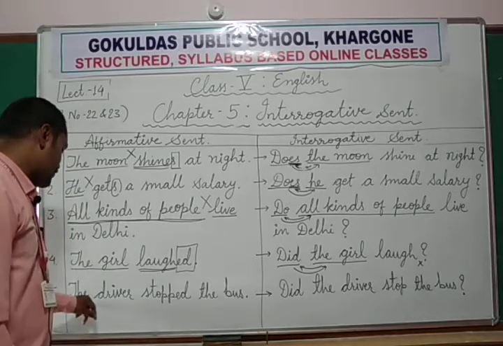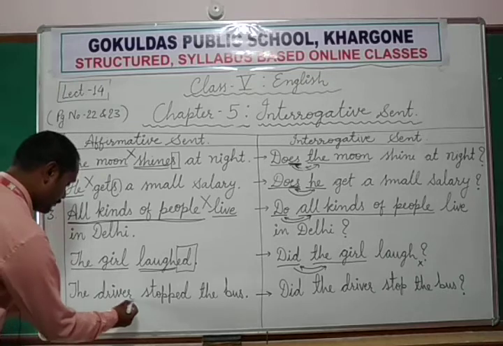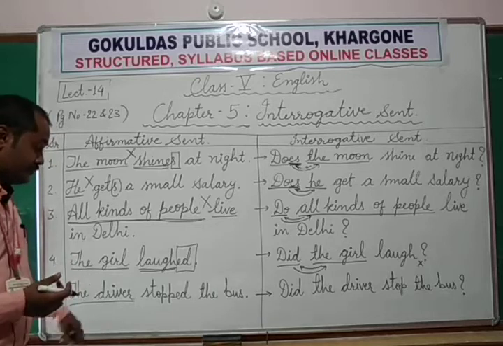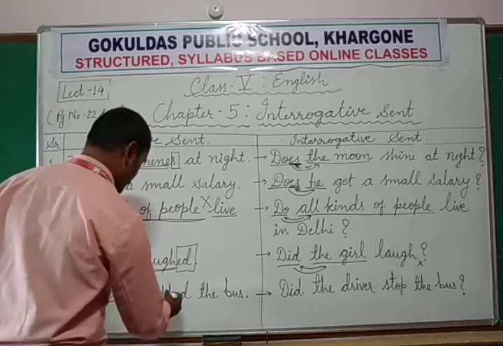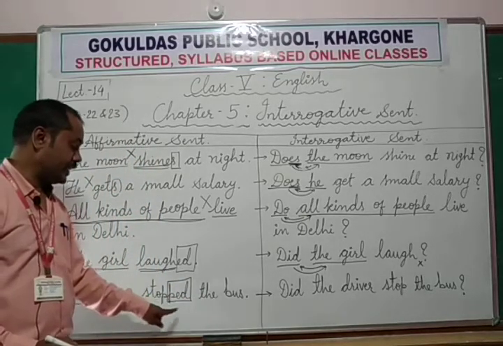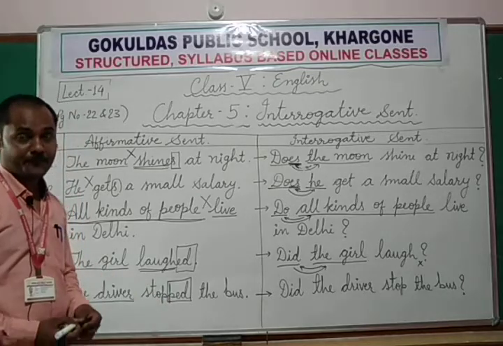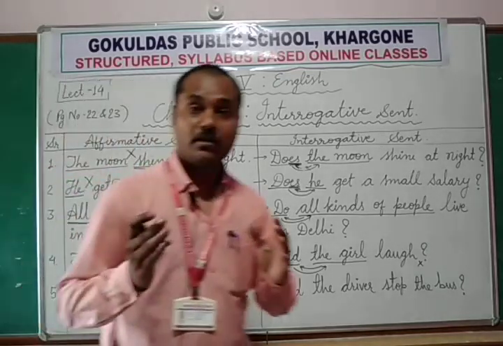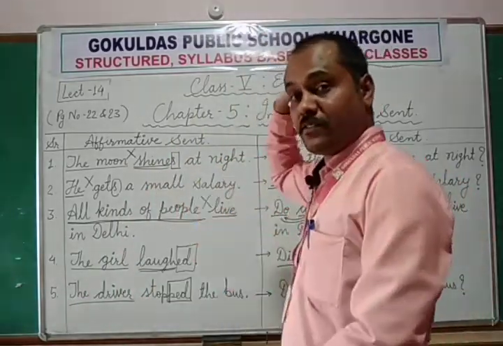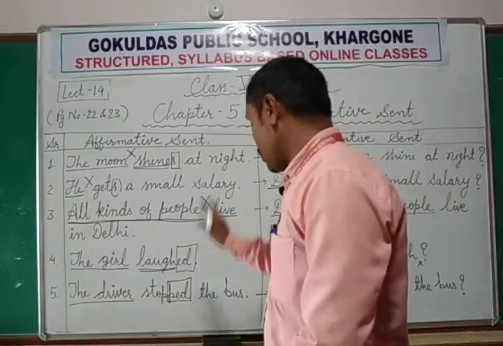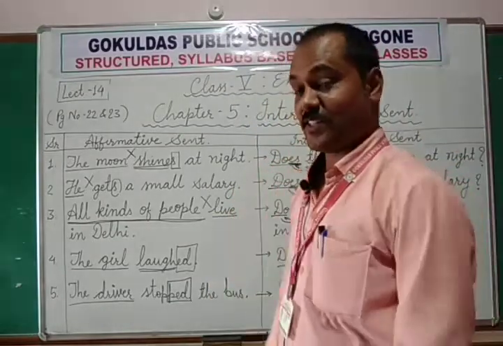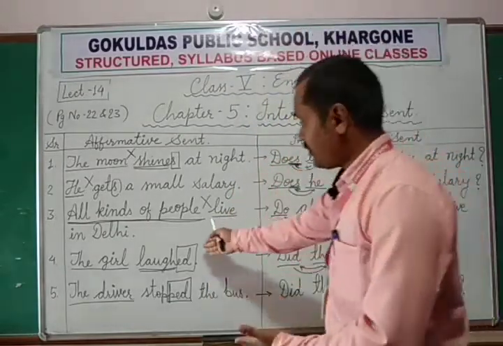Next sentence: the driver. Now who is the subject, who is the doer here, who is doing the action? Driver. The driver stopped. Again, the base form is stop, but the p is doubled, with ped as extra letters. Why? Because stop is the present form of the verb and stopped is the past form of the verb. It means the driver stopped the bus. Driver ने बस रोकी थी. Past tense.